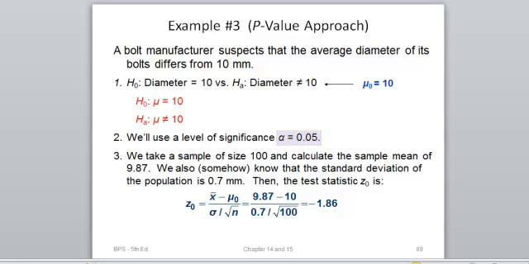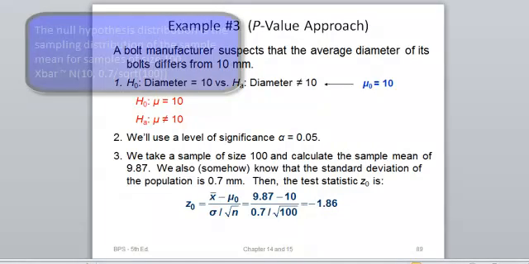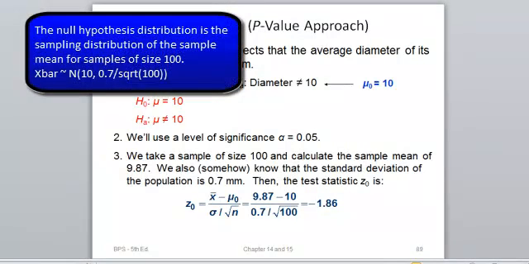So now we have to calculate our test statistic. First you have to know what the null hypothesis distribution is. It's the sampling distribution of the sample mean for samples of size 100. It is normally distributed since our sample size is 30 or more; we can invoke the central limit theorem. So our sampling distribution is approximately normal with a mean of 10 and a standard error of 0.7 divided by the square root of 100.